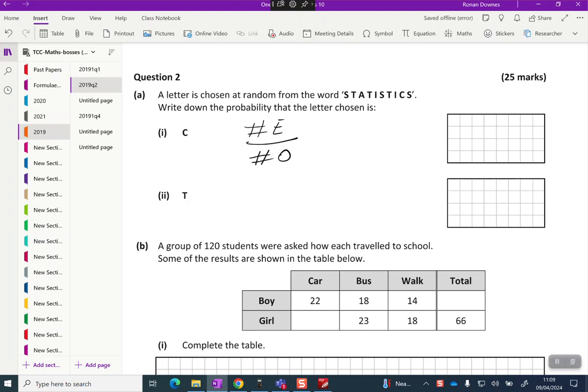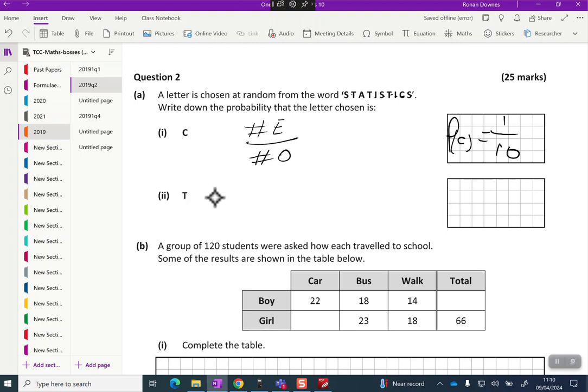Okay, how many C's are there? So the probability of getting a C, count them, there's only one. The number of outcomes is 1, 2, 3, 4, 5, 6, 7, 8, 9, 10. 1 over 10, that does not require simplification. That's the answer. Okay? And we're moving to T.